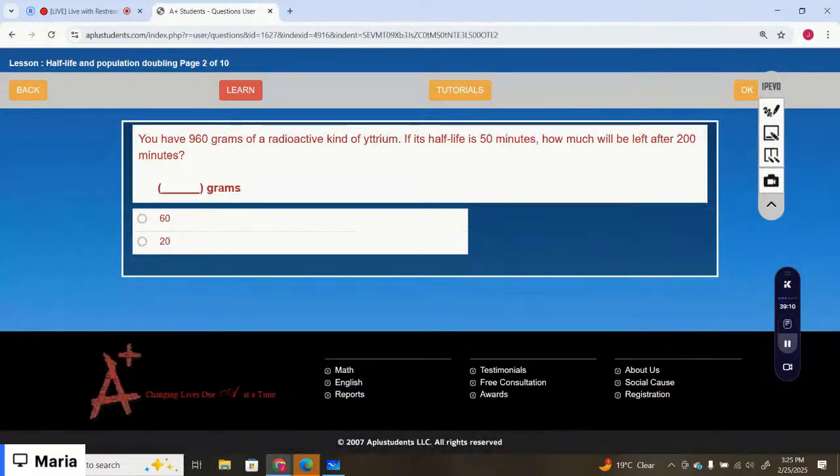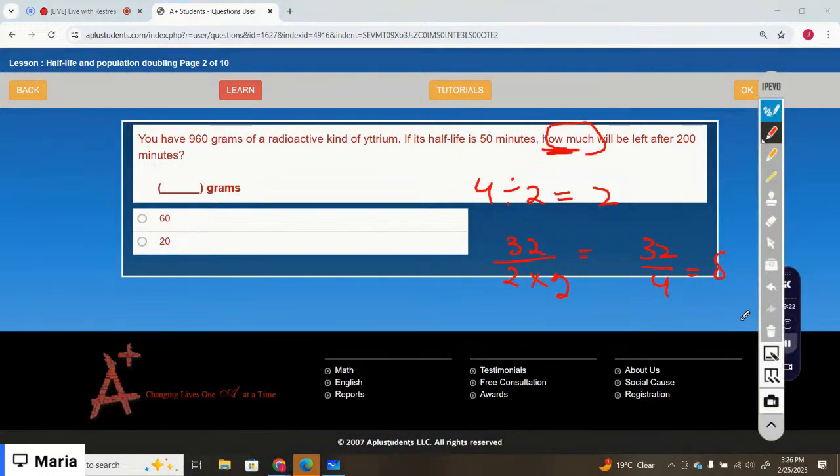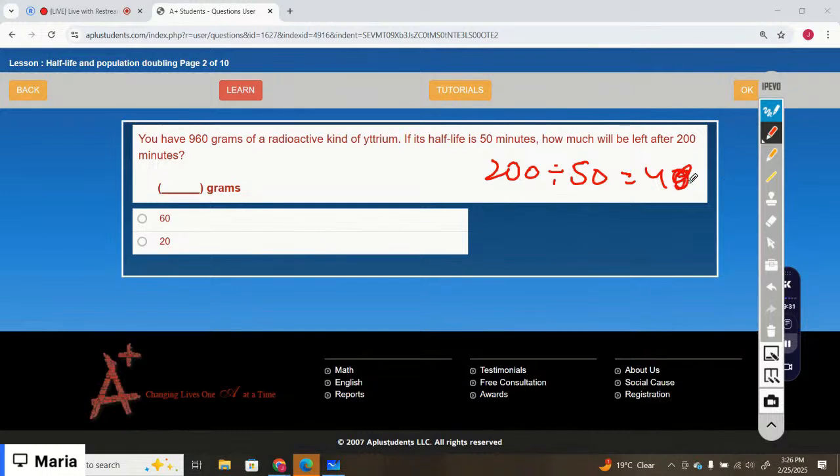You have 960 grams of radioactive yttrium. If its half-life is 50 minutes, how much will be left after 200 minutes? So you have to divide 200 by 50, that is 4. That means 4 times it will pass through its half-life.